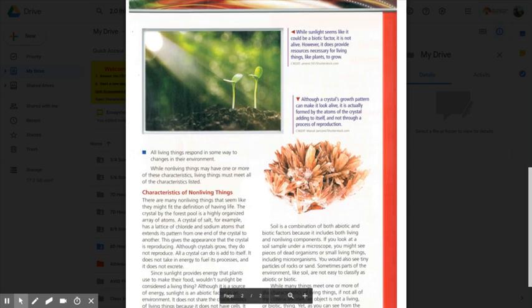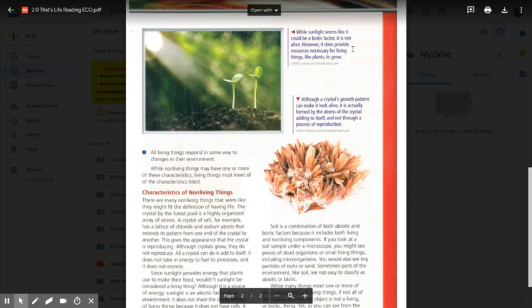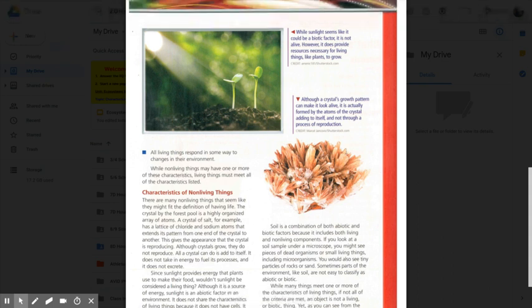Page 2. Up here it says, while sunlight seems like it could be a biotic factor, it is not alive. However, it does provide resources necessary for living things like plants to grow. This little caption says, although a crystal's growth pattern can make it look alive, it is actually formed by the atoms of the crystals added to itself, and it is not through a process of reproduction.